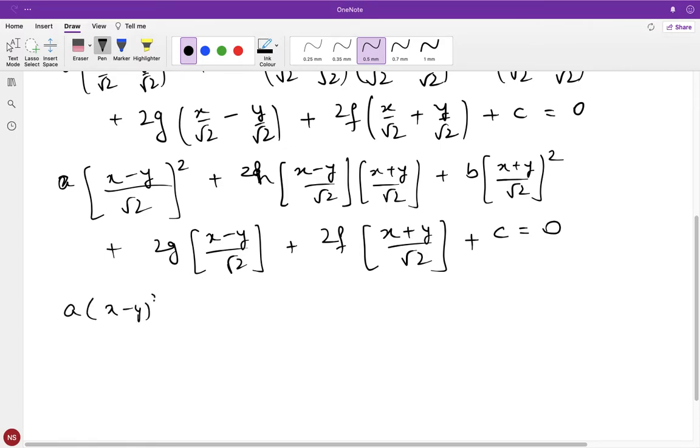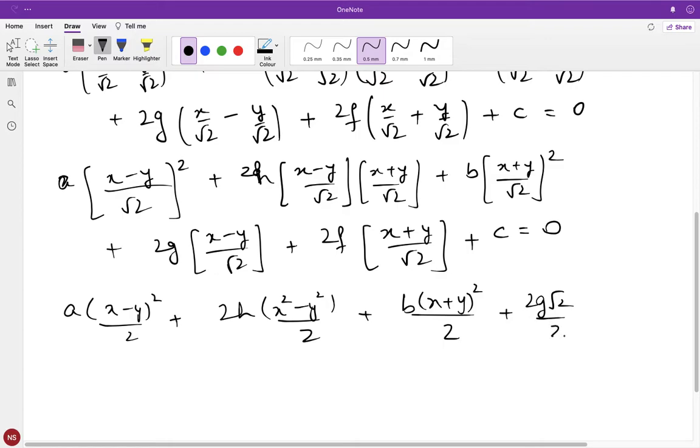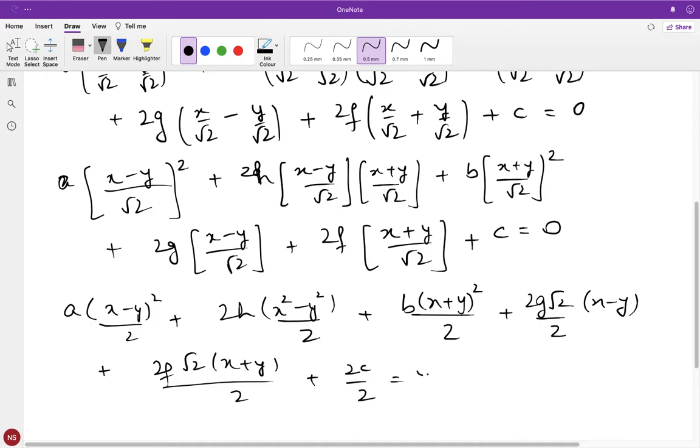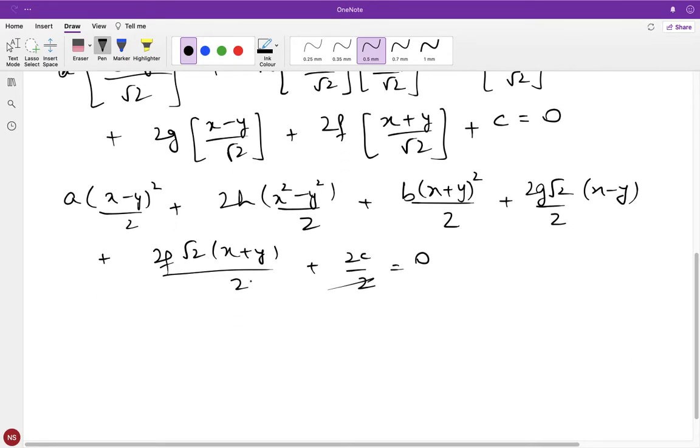(x minus y) whole square by 2 plus 2h (x square minus y square) by 2 plus b into (x plus y) whole square by 2 plus 2g root 2 by 2, right? Because I want to get rid of all these 2 in the denominators. 2f root 2 into (x plus y) by 2. Even this guy, why leave him alone, right? Now just let's get rid of all these 2's. Make our lives easy. x square plus y square minus 2xy. Now I have opened the bracket, right?